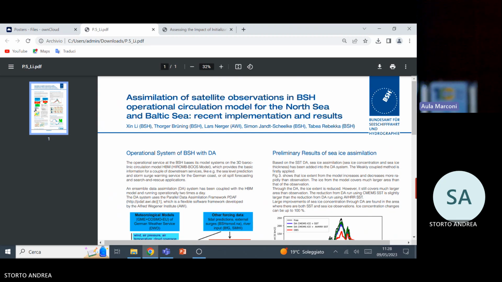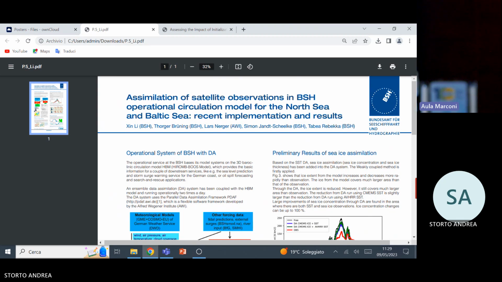My poster will show you some new implementations in our operational model system. At the BSH, we use the HBM model for the forecast, and for the data assimilation, we applied the ensemble Kalman filter in the PDAF.